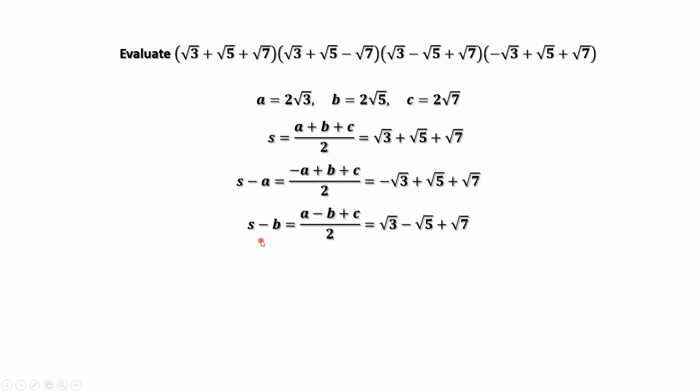S minus B, similarly, we will get the result square root of 3 minus square root of 5 plus square root of 7, which is the same as the third factor here. S minus C equals square root of 3 plus square root of 5 minus square root of 7. It's the same as the second factor here.